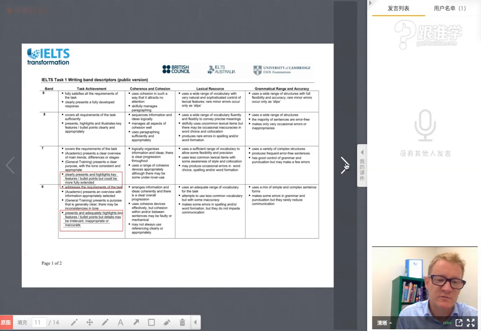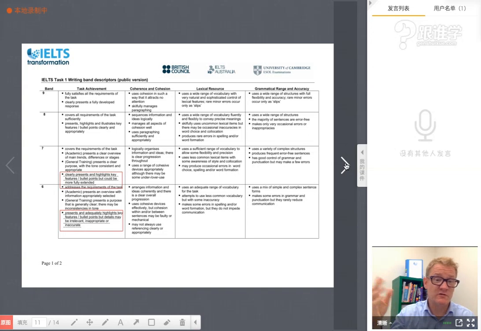For 6, presents and adequately highlights bullet points, but details may be irrelevant, inappropriate, or inaccurate. So this is common. A lot of students will write irrelevant details. In other words, they are writing about something which is not connected to the question. So many people will start by saying, Dear Paul, I hope this letter finds you well and that you enjoyed your weekend and blah, blah, blah. Very nice, but doesn't help you answer the question.